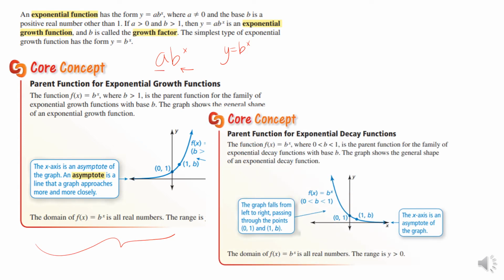Okay, so this is showing you the explanation for decay. If y equals a times b to the x, and b is in between 0 and 1, in other words, it's a proper fraction, then it is an exponential decay function, and it will look like this.